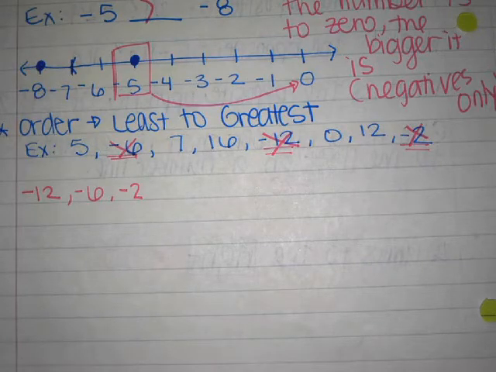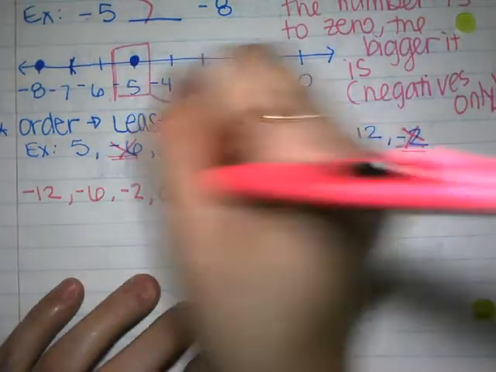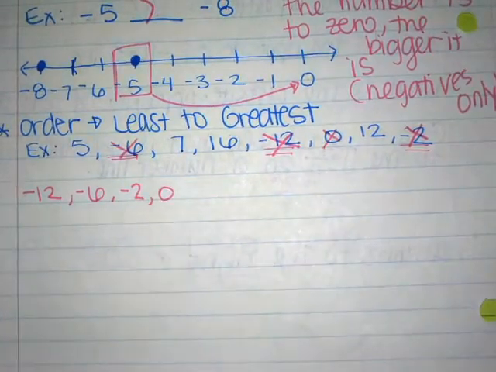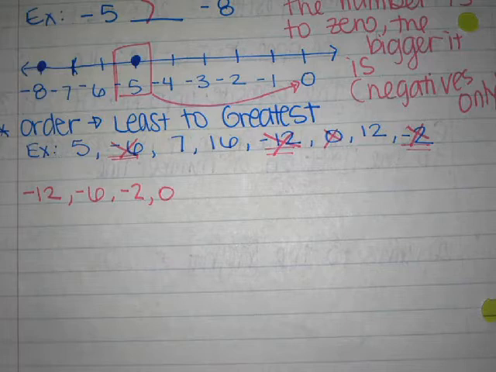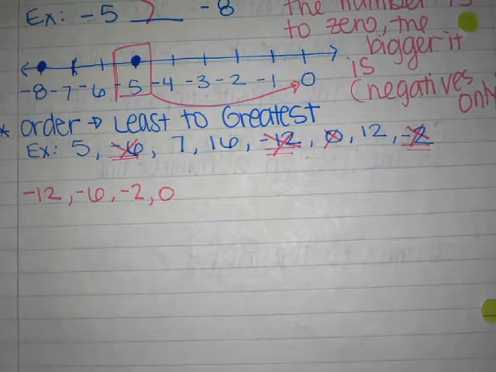0. Do not forget that 0 always goes in the middle of your negatives and positives. They won't always give you 0, but if they do give you 0, make sure you always put it in the middle. Now we can look at all of our positive numbers and go from least to greatest.